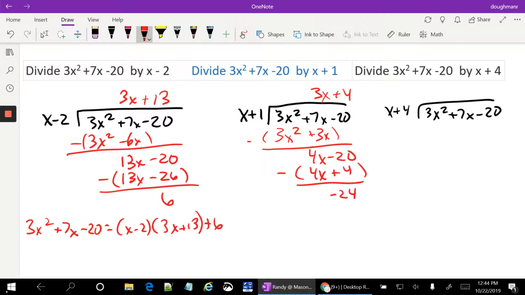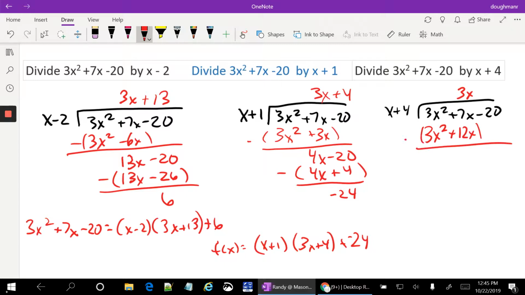And once again, here our function is x plus 1 times 3x plus 4 plus a negative 24. One more. Let's start off with a 3x. So I got 3x squared plus 12x. Remember, I'm subtracting, so negative 5x minus 20. So subtract 5, negative 5x minus 20, remembering that I'm subtracting. Oh, 0. That was nice.